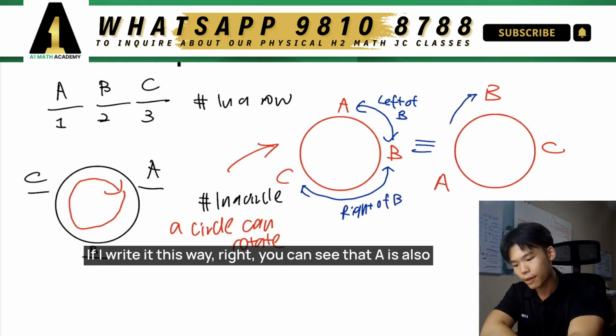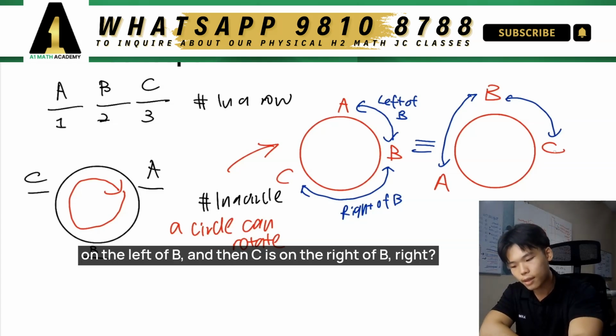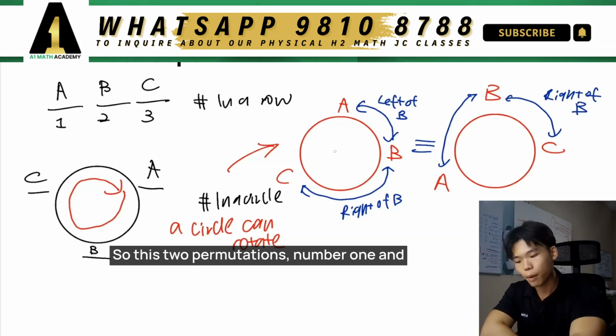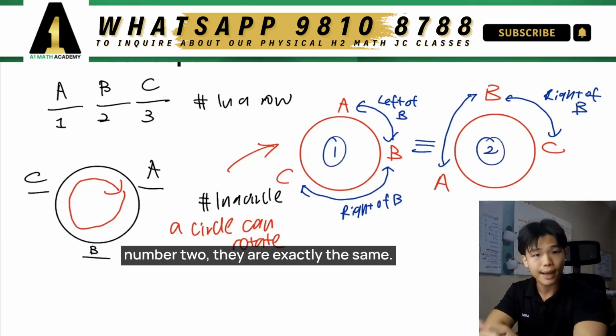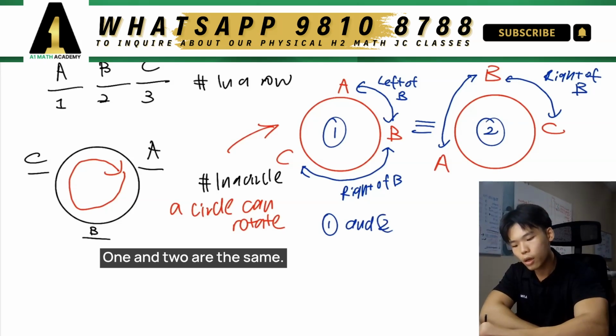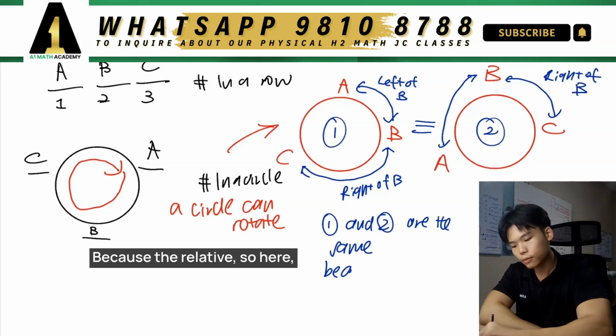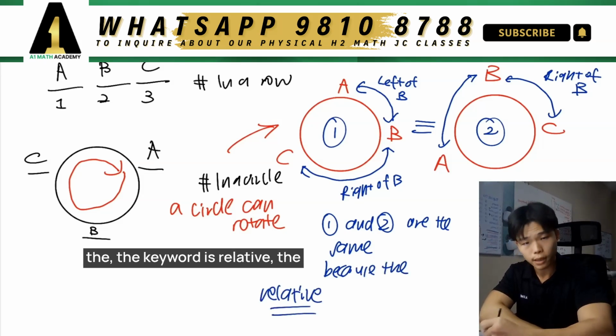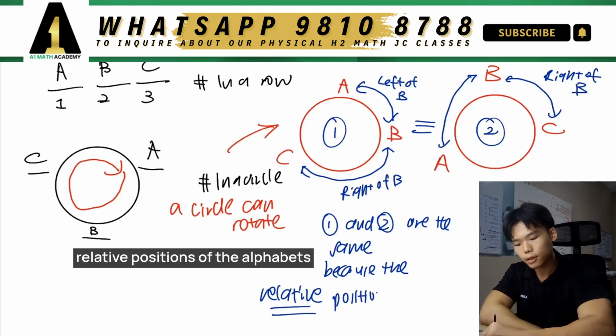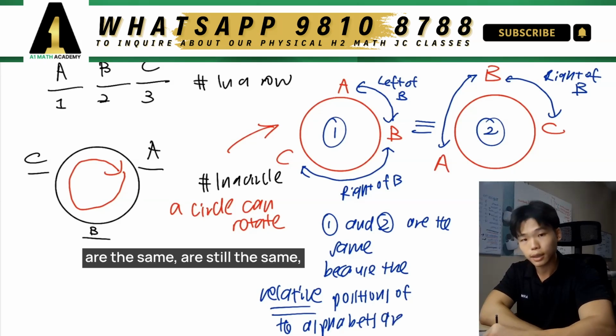And the same thing over here. If I write it this way, you can see that A is also on the left of B, and C is on the right of B. So these two permutations, number 1 and number 2, are exactly the same, because, and here the keyword is relative, the relative positions of the alphabets are still the same.